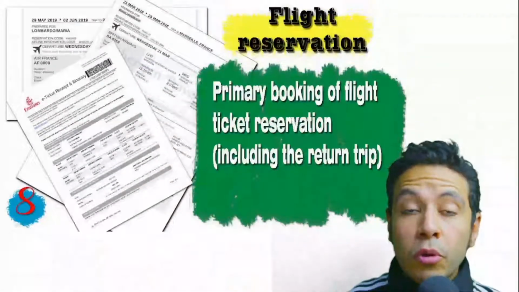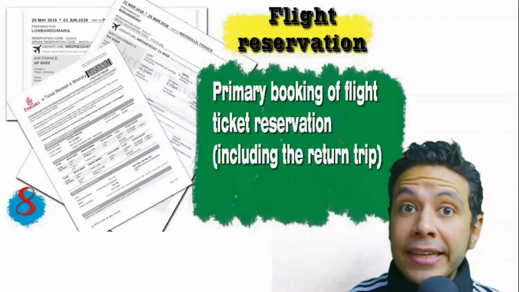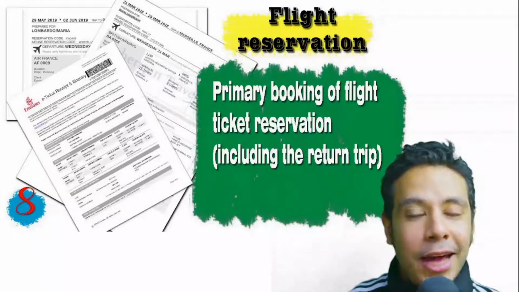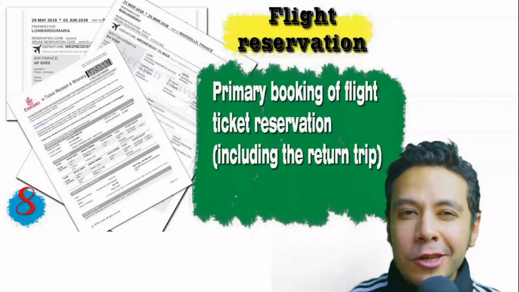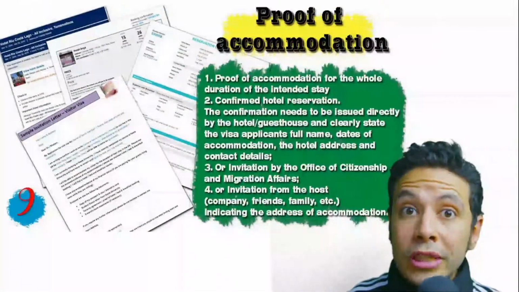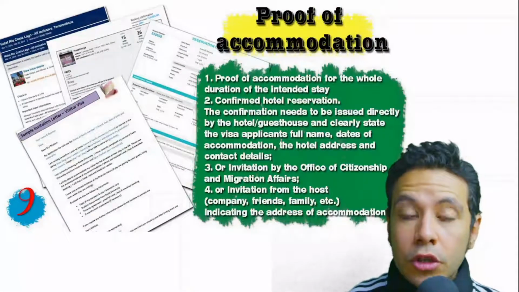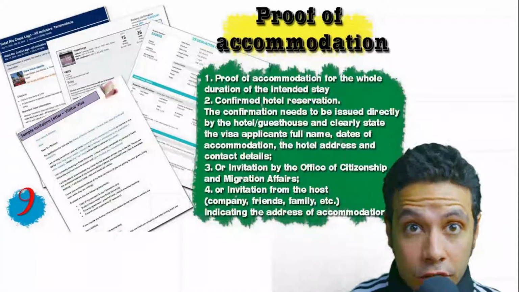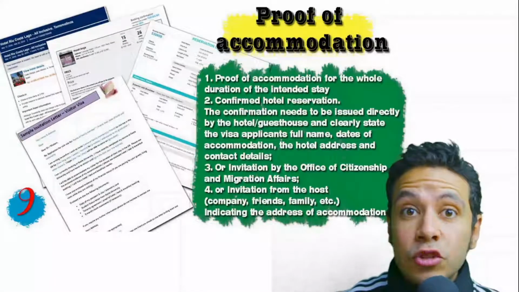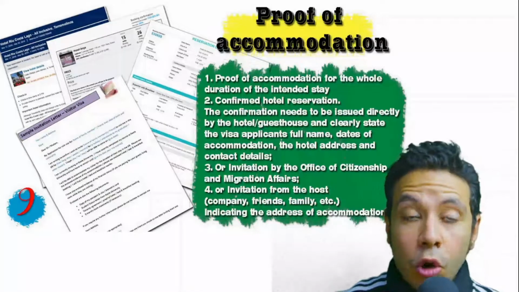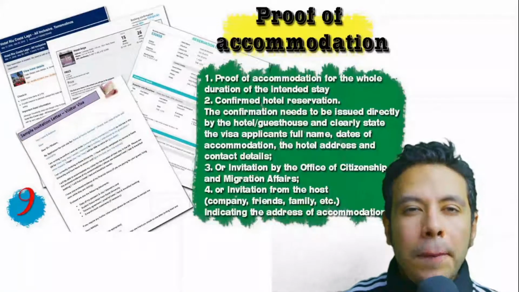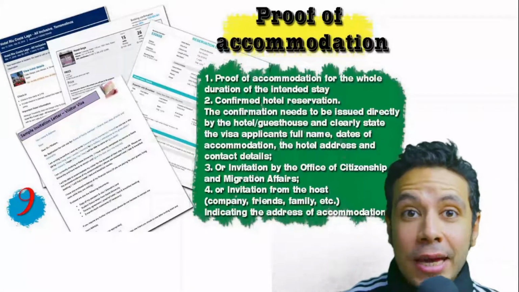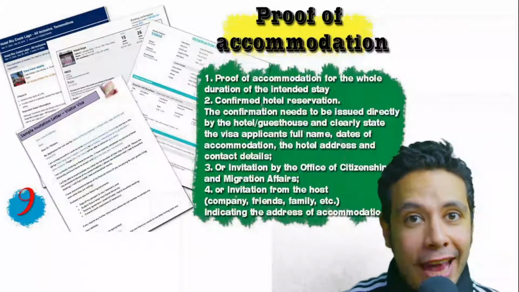You should also provide a flight reservation. It could be an initial booking, but in some minor cases, you will need to provide a confirmed booking. And remember that this flight reservation must include a return ticket. You will also need to provide proof of accommodation. It could be a confirmed hotel reservation, or an invitation from a host in this country, or an invitation from an organization you are visiting in this country. For a hotel or hostel, an initial booking is acceptable, but in some minor cases, you might need to provide a confirmed booking. And anyway, the name of your hotel must be mentioned, and the address and the contact number.